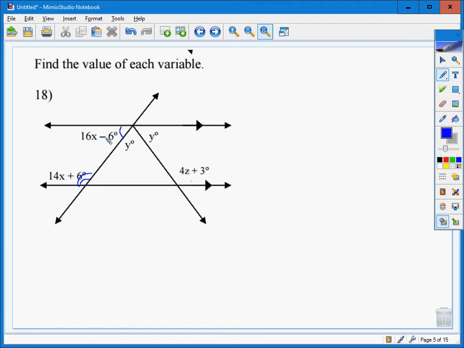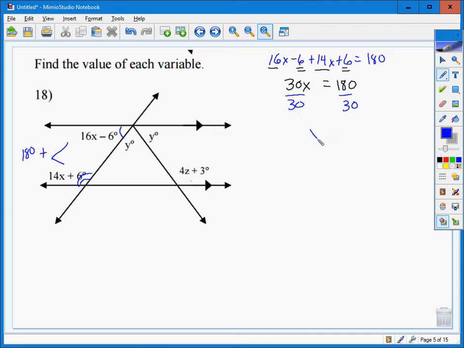The two angles that are now marked are same side interior angles. These should add up to equal 180 degrees. 16x minus 6 plus 14x plus 6 equals 180 degrees. Solve this for x. Combine like terms. 14x and 16x is 30x. A negative 6 and a positive 6 would become 0, so it would just cancel out. So 30x is equal to 180, and divide both sides by 30. When I do this, I find out that x is equal to 6.